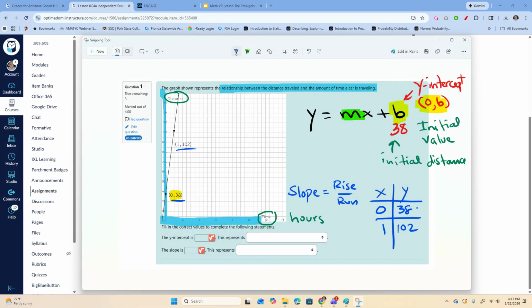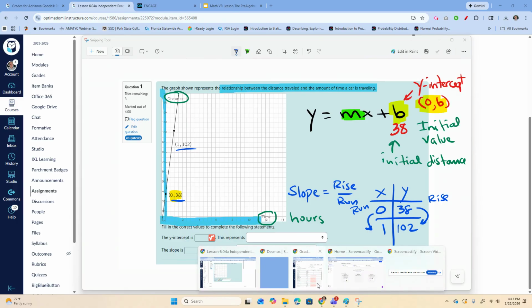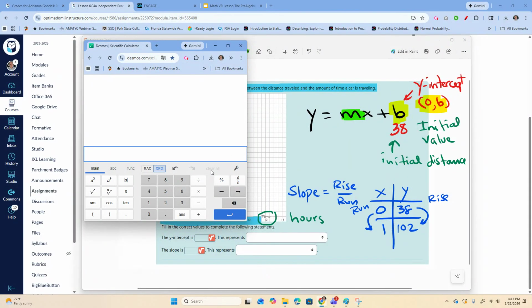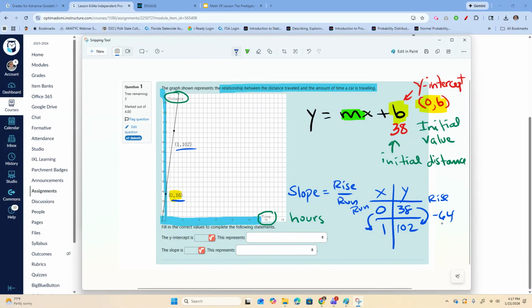To find the rise, you're going to subtract the y's, and to find the run, you're going to subtract the x's. So taking your calculator, let's subtract the y's. Let me clear this. We're going to do 38 take away 102, and you can see I got negative 64. Now I'm going to do 0 minus 1, and in the calculator I get negative 1. So what will be my slope? The rise is negative 64, the run is negative 1. If you put this in the calculator, negative 64 divided by negative 1, you get positive 64. So my m is 64.